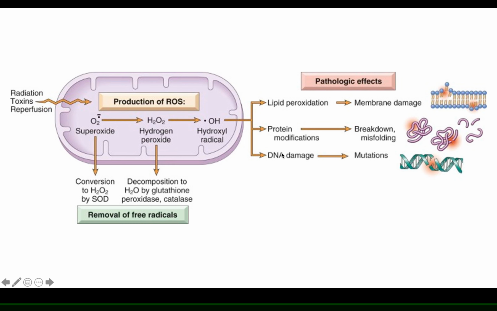So DNA damage can cause mutations. Lipid peroxidation then leads to membrane damage. So all of these can then cause cell death.